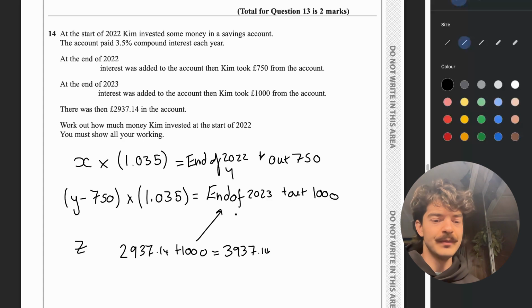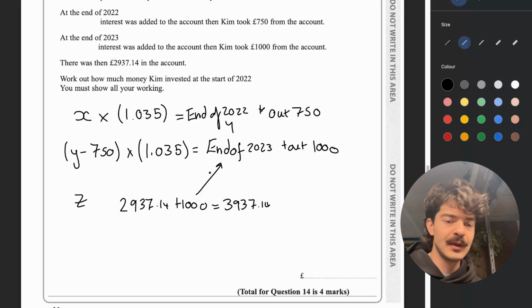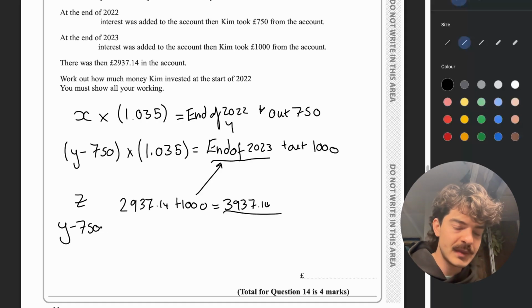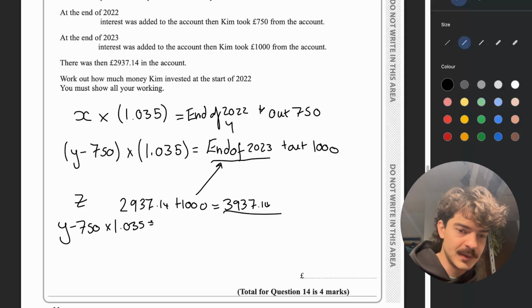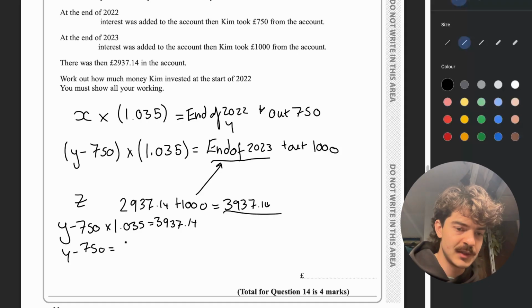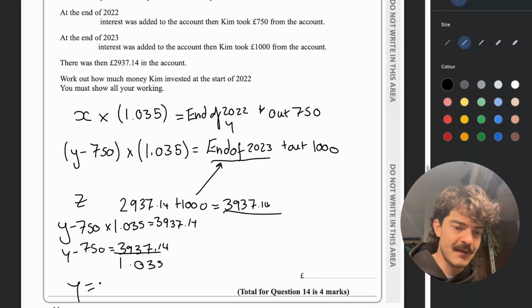3,937.14. Cool. And now we can start solving this equation for Y. So let's start rearranging. So this value is currently here, if we're thinking about it. So Y minus 750 times by 1.035 equals 3,937.14. We can divide by the 1.035. Y minus 750 equals 3,937.14 over 1.035. Let's do that. And then to get Y, we're going to just add the 750.